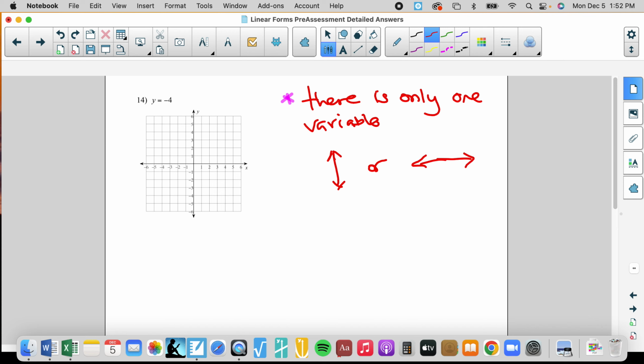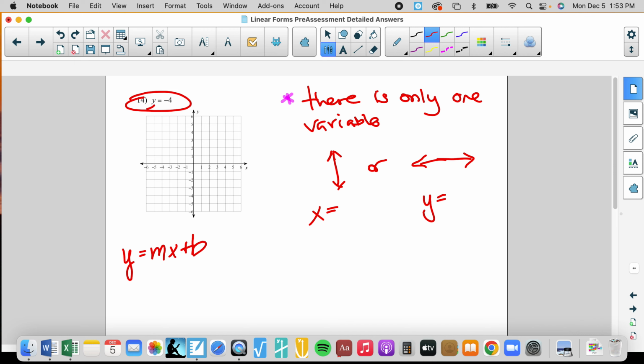So this is going to be x equals because it's going through the x-axis. This is going to be y equals because it's going through the y-axis. This line would go across the y-axis. Now, we can look at this and we can also see that it's in slope-intercept form.